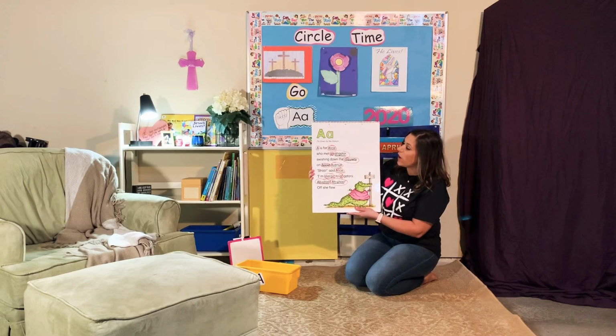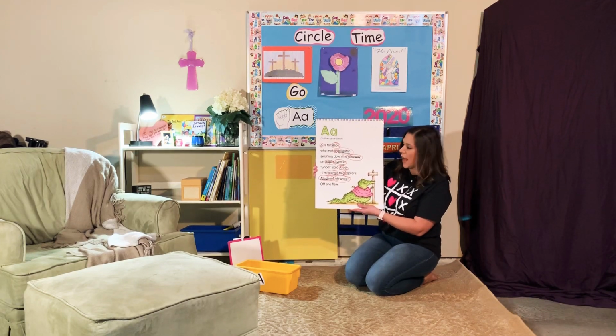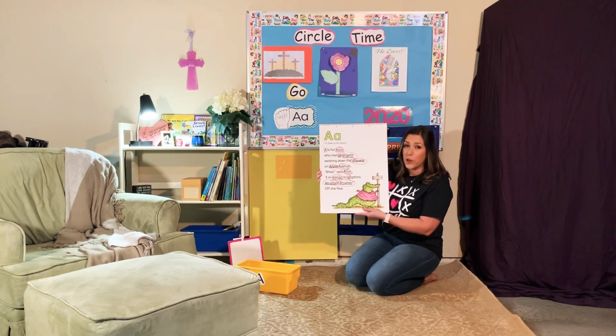A is for Alice who met an alligator swishing down the alleyway on Apple Avenue. Shoo, said Alice, I'm allergic to all gators. Achoo, achoo, off she flew.